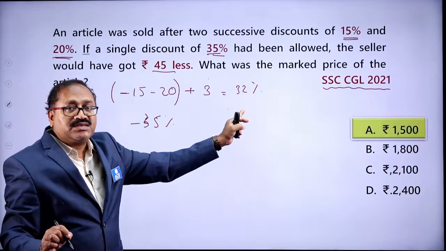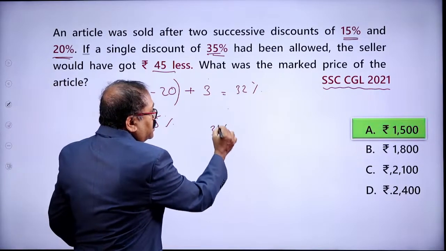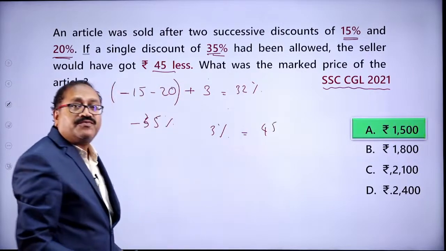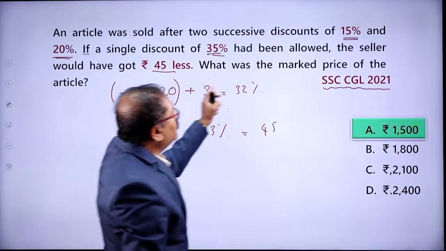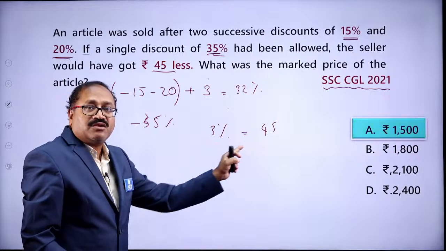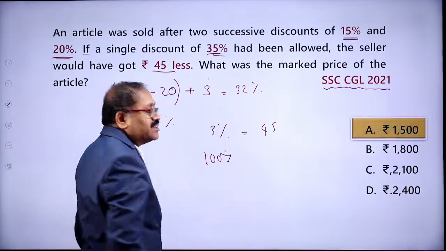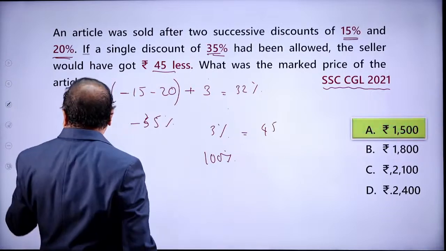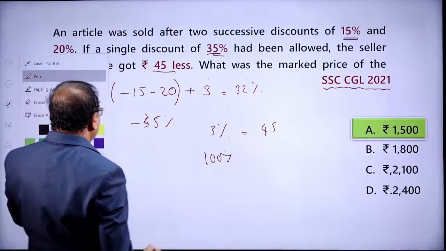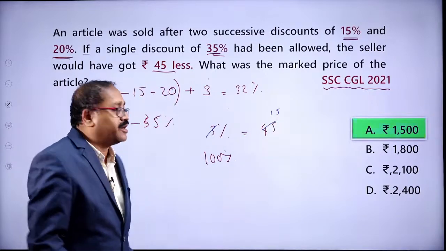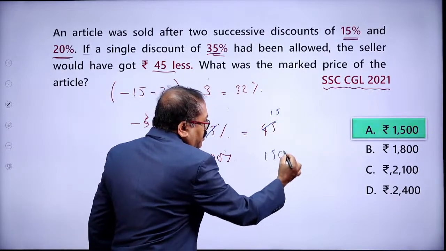What Sumit Pawar understood is, if 3% is equal to 45 rupees saved, then what is the mark price? If 3% of the mark price is 45, then what is 100%? When you cancel this, as Sumit has rightly answered, it gets cancelled 15 times, and 15 into 100 comes to 1500.